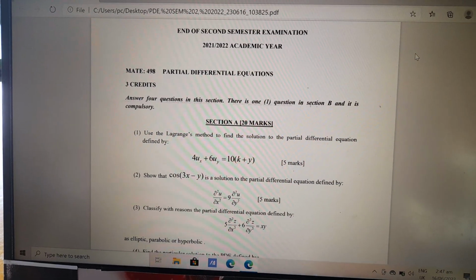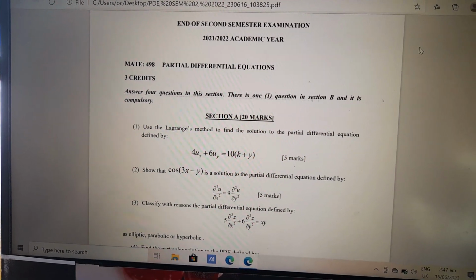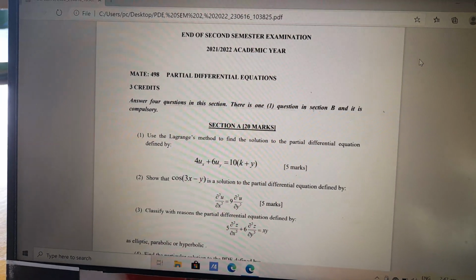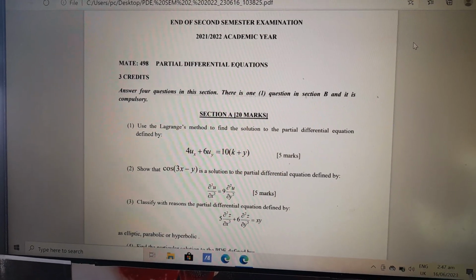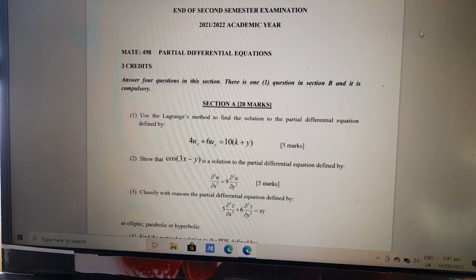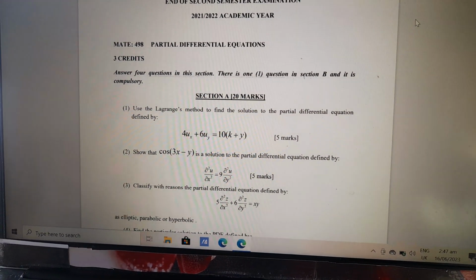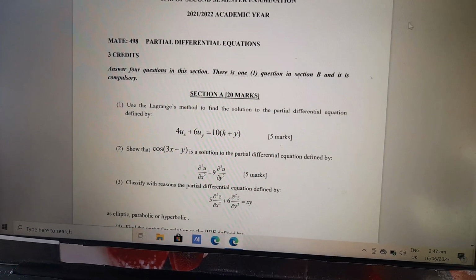So question 1, which is worth 5 marks, says: use the Lagrange method to find the solution to the partial differential equation 4 ∂u/∂x + 6 ∂u/∂y = 10(k + y), and this is worth 5 marks.